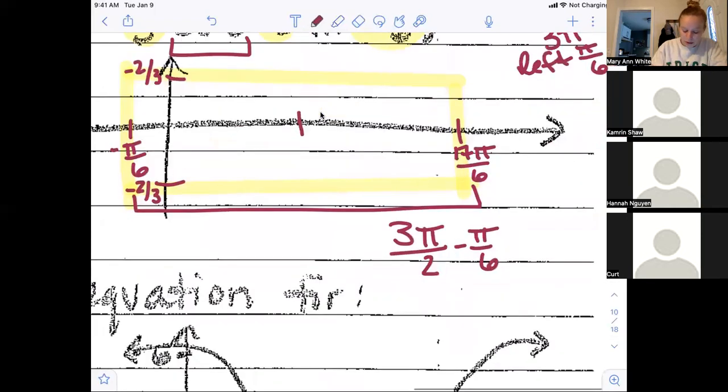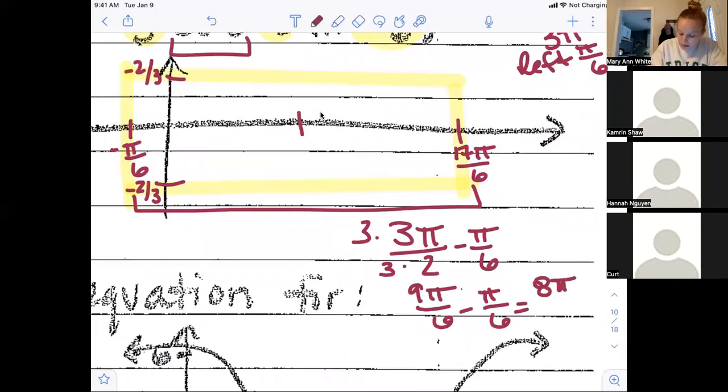This is where our big fraction work comes in. So I need like denominators. Let's multiply by 3 on top and bottom. This gives me 9 pi over 6. And 9 pi over 6 minus pi over 6 is going to be 8 pi over 6. Oh, and I can actually simplify that a little bit more. That becomes 4 pi over 3. So this middle point is 4 pi over 3.